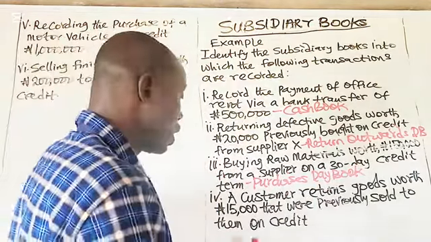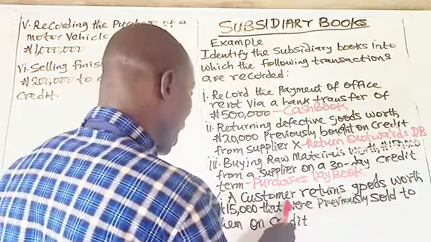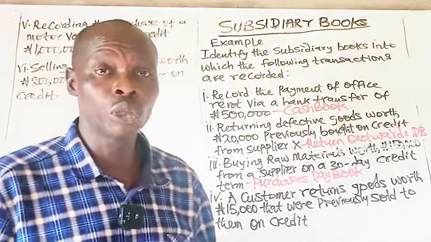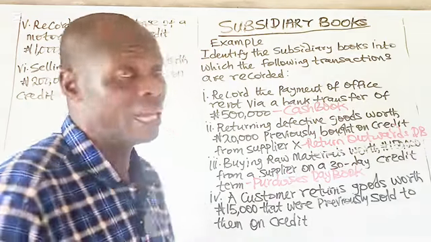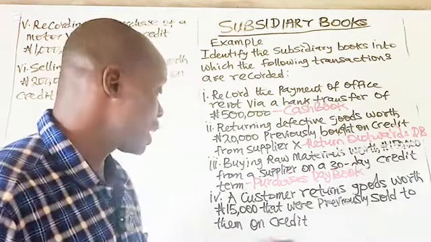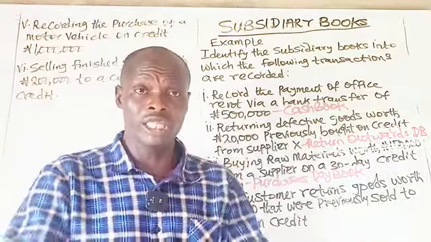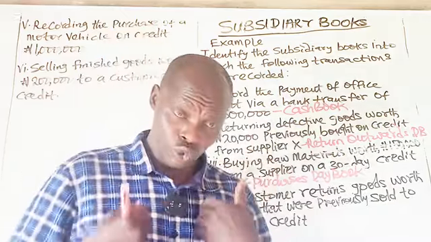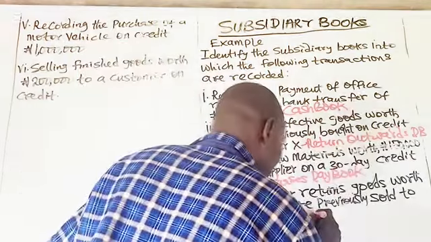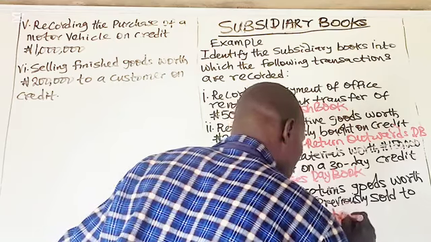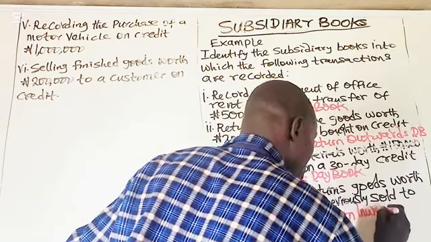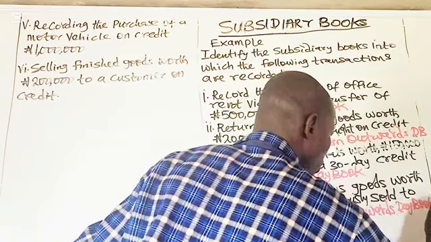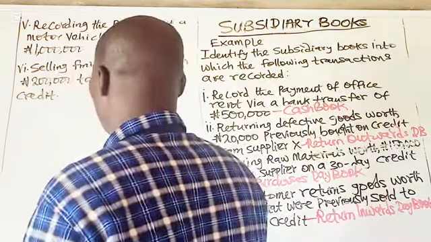Number 4, a customer returned goods worth 50,000 that were previously sold to them on credit. Goods were sold to customers, and the goods were later returned by customers. Goods returned by customers are usually recorded in the return inwards. It is inwards because customers are the ones taking them in. So this will be recorded in the return inwards daybook or return inwards journal.